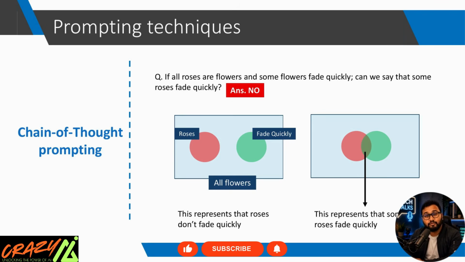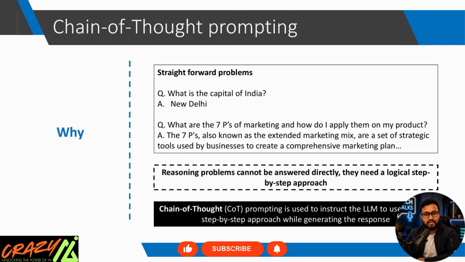But why is chain of thought prompting necessary in the first place? Some questions are straightforward. For example, asking for the capital of India requires factual recall. However, reasoning questions involve multiple logical steps. The AI must analyze information, evaluate relationships, and draw conclusions. Chain of thought prompting guides the model through this reasoning process. By encouraging step by step thinking, we often obtain more accurate and reliable answers.